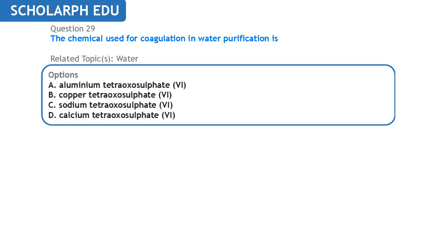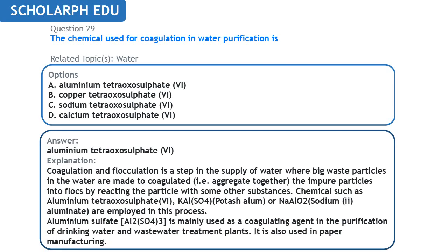And for that process, the chemical used is aluminium tetraoxosulfate. There are other substances too, like potassium alum and sodium aluminate. So alums basically are used for the process of coagulation or flocculation. Aluminium tetraoxosulfate(VI) is one of such chemicals that is used to coagulate the dirt in water.